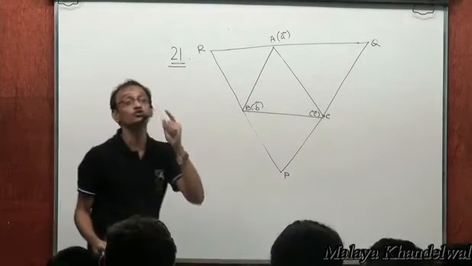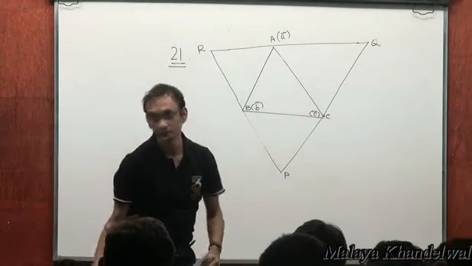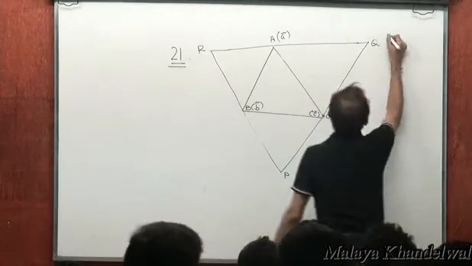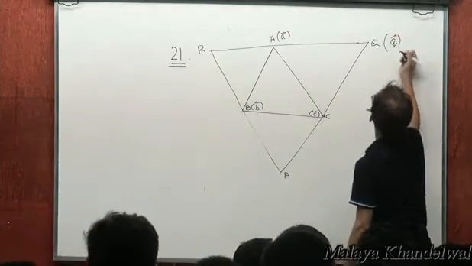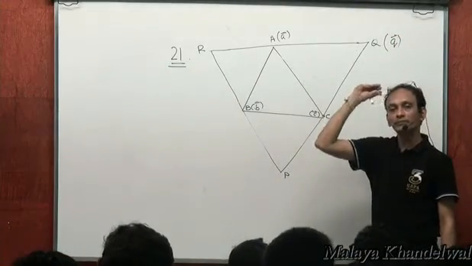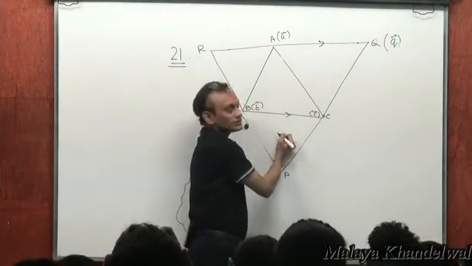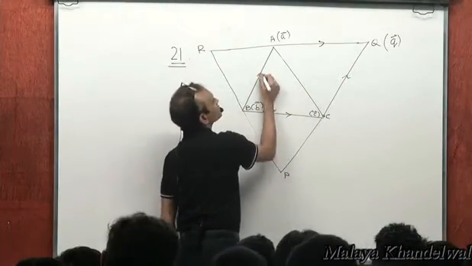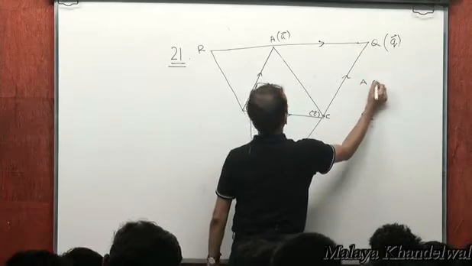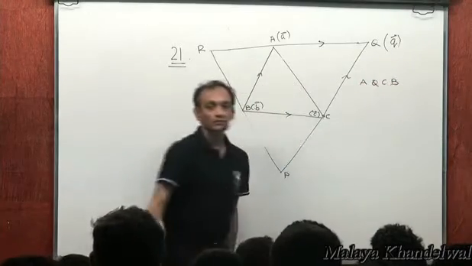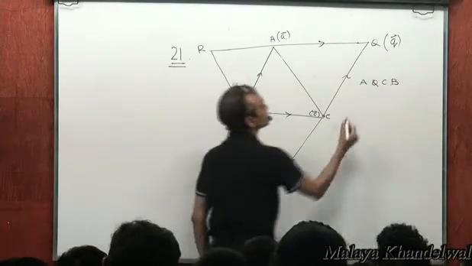We want to find the centroid of triangle PQR. Suppose the position vector of Q is Q. Okay? Do you realize that this is parallel to this and this is parallel to this? So AQCB is what? A parallelogram. Perfect. A parallelogram.